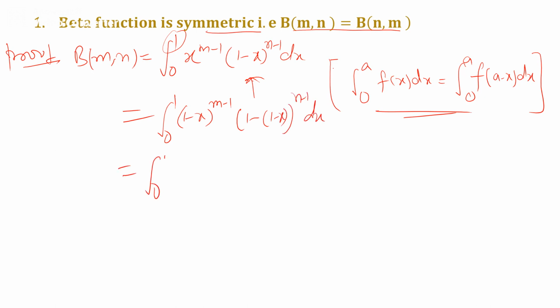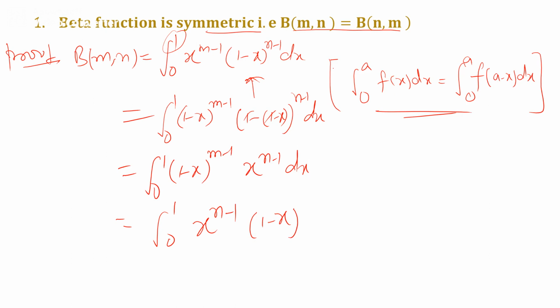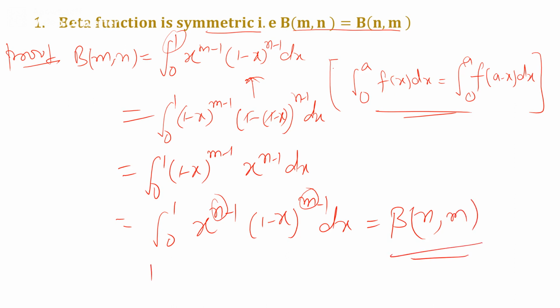Now from 0 to 1, (1 minus x) raised to the power m minus 1, and we write x raised to the power n minus 1 dx. Now if you see, that integral can be written from 0 to 1 of x raised to the power n minus 1, (1 minus x) raised to the power m minus 1 dx. So that integral is written as beta, first we write n then m, so we can say beta(m, n) is equal to beta(n, m).